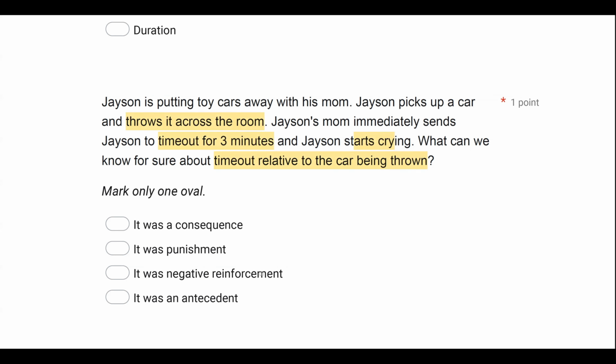And it wasn't an antecedent because the timeout relative to the car being thrown was the consequence. The consequence for throwing across the room was timeout. So the only thing we know for sure about the timeout relative to the car being thrown was that it was a consequence. Think about this question if you don't understand. We only can be specific about the consequence if we know how it changes future behavior. We didn't know how it changed future behavior here. All we know is that it was a consequence. So that's all we know for sure. We have a consequence.